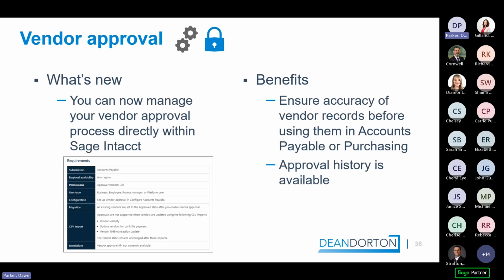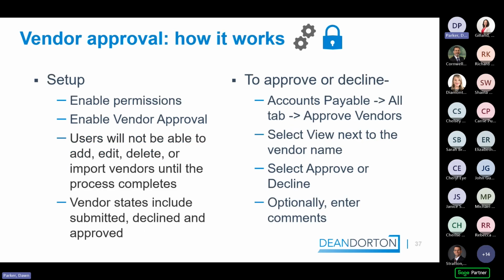So in the past, you had bill approval and payment approval, but you could not approve the actual vendor. This new step is vendor approval, and it requires configuration and permission changes, which we'll see in just a moment when we look at the live demo. This slide just explains some of the things that we'll see, that you have to enable those permissions, and we'll walk through that.